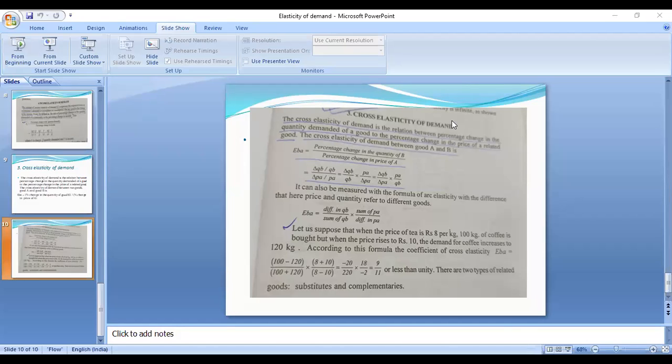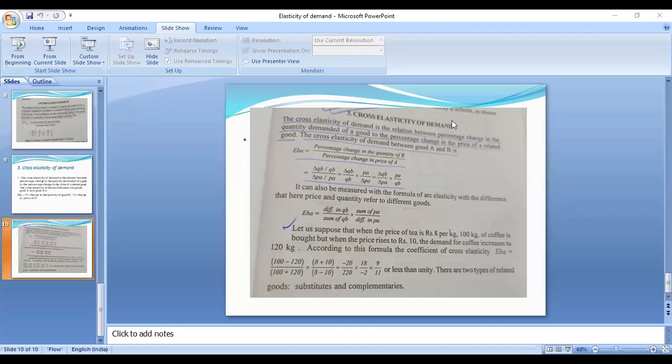Zero, ma'am. If it is zero, do you know why it is 0? Which category then? Relatively inelastic, relatively elastic, perfectly inelastic.